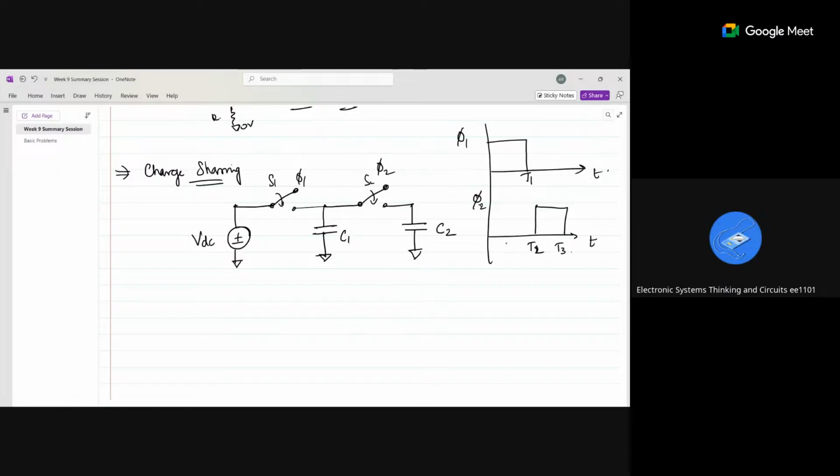So we will find from 0 to t1. For time 0 to t1, my circuit will be S1 closed and S2 open. So it will be like this, right? VDC and C1, assuming T1 is a large time such that the voltage across the capacitor will actually become VDC.